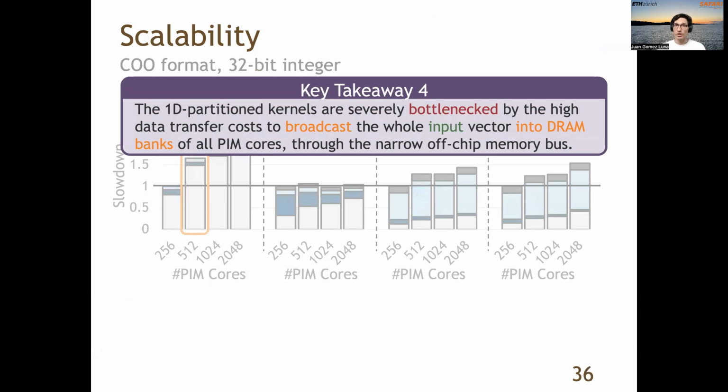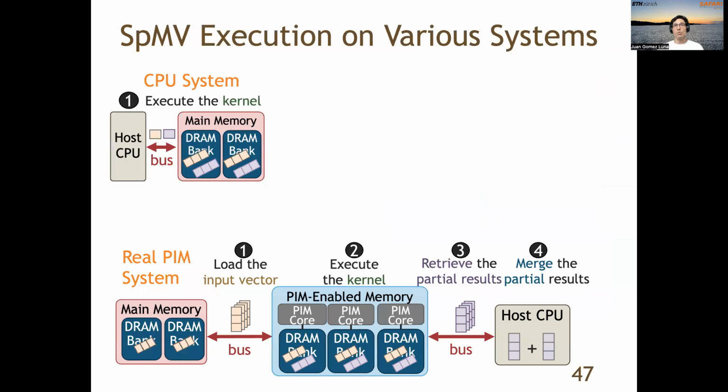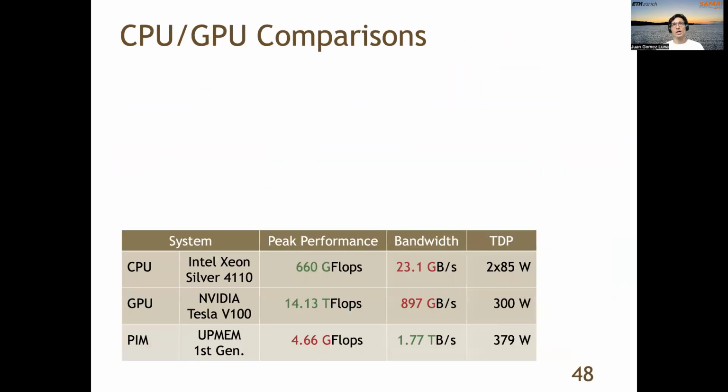So key takeaway number 4: the 1D partition kernels are severely bottlenecked by the high data transfer cost to broadcast the whole input vector into the DRAM bank of all PIM cores. So one recommendation, if we really want to use a 1D partitioning technique, would be to optimize the broadcast collective in data transfers to have more efficient copies of the input data to the DRAM banks in the PIM system. We also analyze the performance of SpMV, the Sparse kernels, in comparison to CPU and GPU.